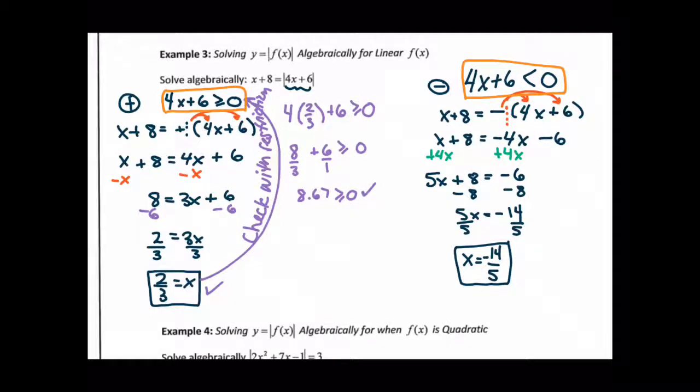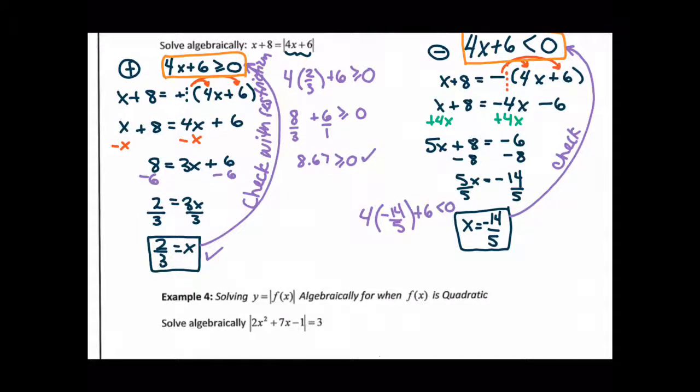Check this with my restriction. So we'd go up and check with the restriction. So I'm just going to do this over here. Put in your x value. And this restriction has to be less than 0. And that's because when things are negative, they're less than 0. And that's why I made my other one greater than or equal to 0, because positive numbers are greater than or equal to 0. So this has to turn out to be negative to actually work with that x value. So negative 14 over 5 times 4 plus 6, I get negative 5.2, which is less than 0. So that's my solution.